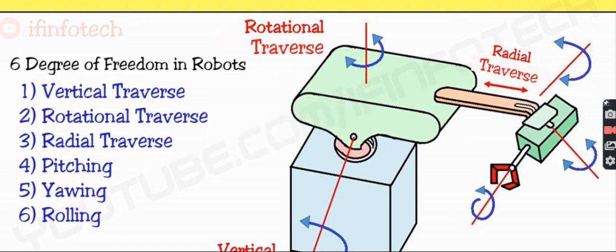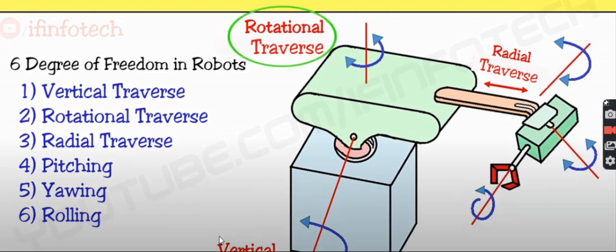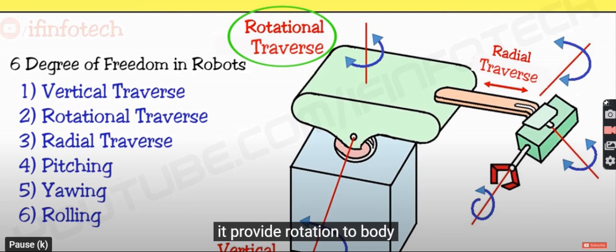So the first 3 motions are arm and body motions. In that, first is vertical traverse motion, which provides up and down movement to the arm with the help of these linkages. Second is rotation traverse motion. It provides rotation to the body about the vertical.